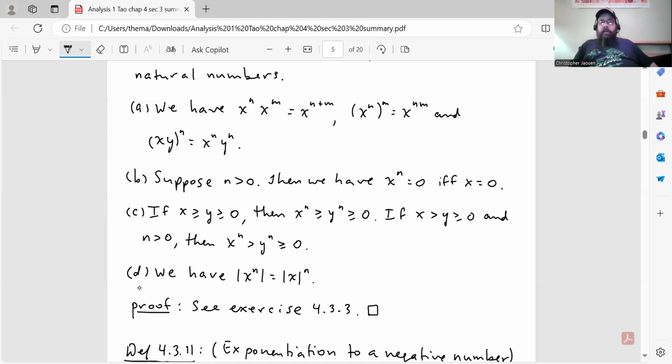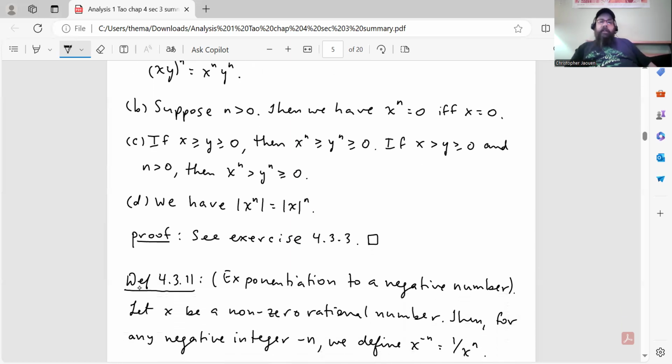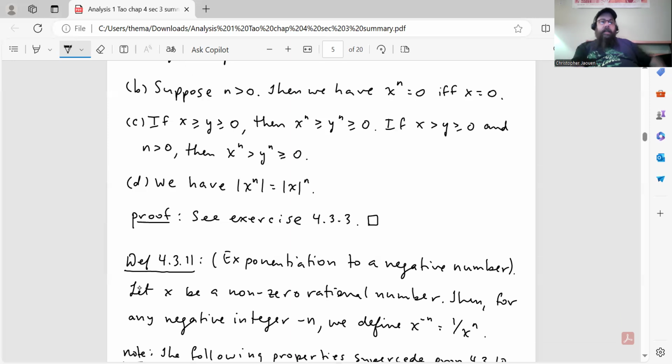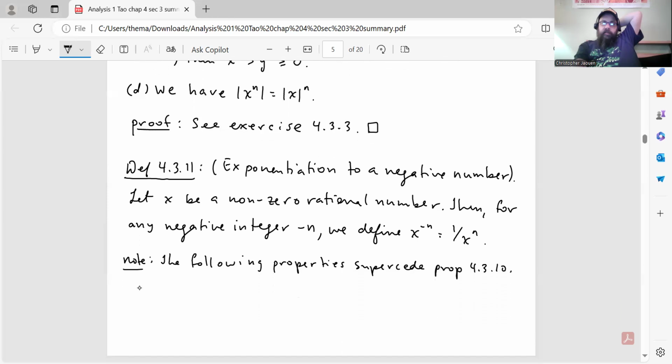Part B, suppose n greater than 0, then we have x to the n is 0 if and only if x is 0. Property C, if x greater than or equal to y greater than or equal to 0, then x to the n greater than or equal to y to the n greater than or equal to 0. In other words, the order is preserved. If x greater than y greater than or equal to 0 and n greater than 0, then x to the n greater than y to the n greater than or equal to 0. And then finally, the absolute value of x to the n is equal to the absolute value of x, to the n. And again, we'll prove this in the exercise set. So that'll be exercise 4.3.3.